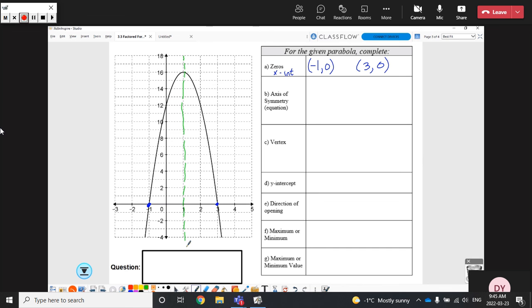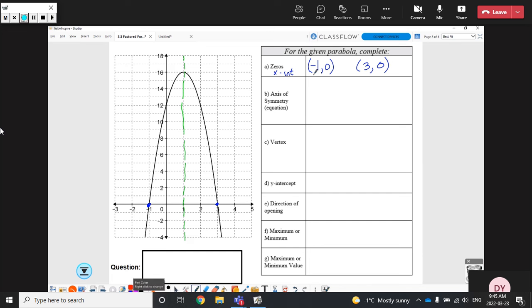Okay, axis of symmetry. We got, that must be x equals 1. And sure, what we could do is negative 1. Oh. You good? Am I good? Free. What was free? The apples? They were free.